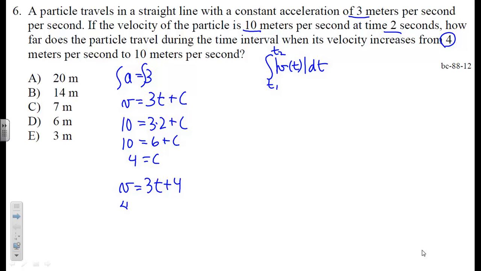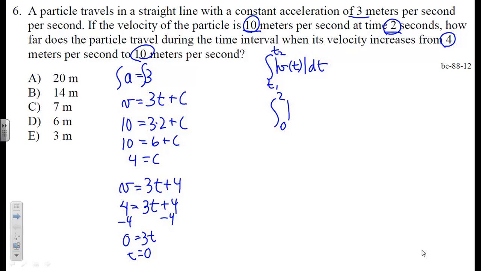When are we at 4 meters per second? 4 is equal to 3t plus 4. Let's subtract 4 from both sides. We get 3t is equal to 0. So the time when we're at 4 meters per second is at time equals 0. When are we at 10 meters per second? Well, we already know that. We're at 10 meters per second at 2 seconds. Let's just confirm that. Yes, we know that. It's at 2.